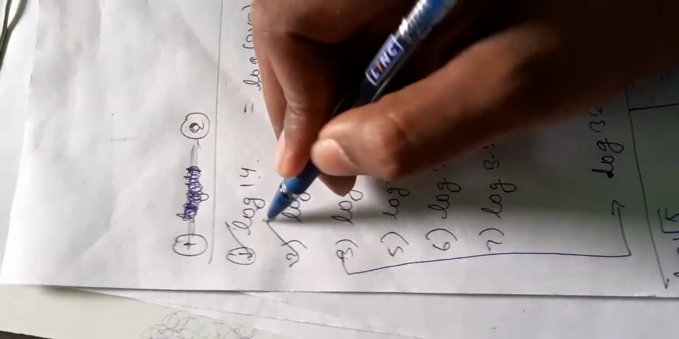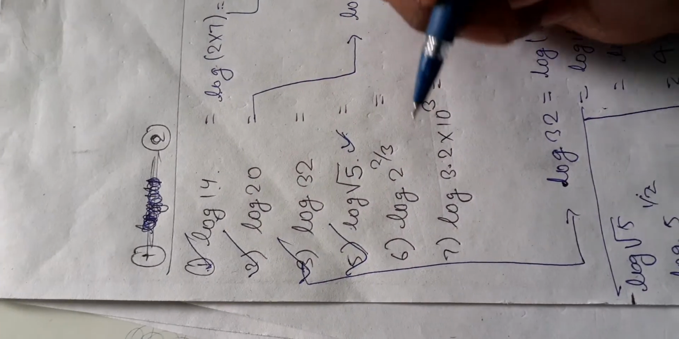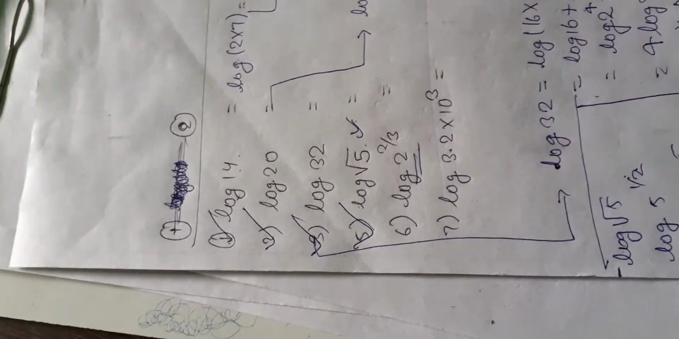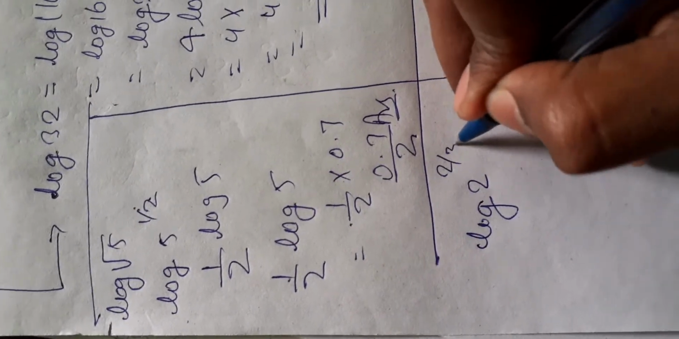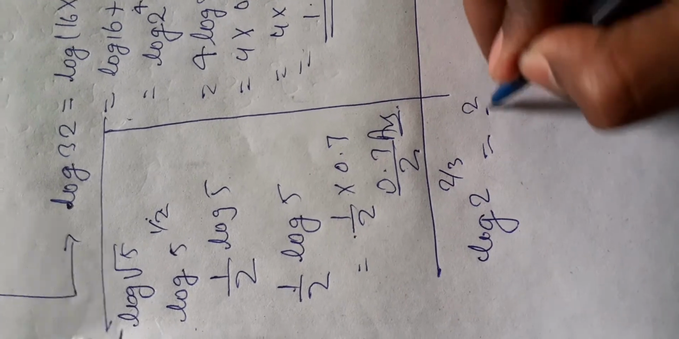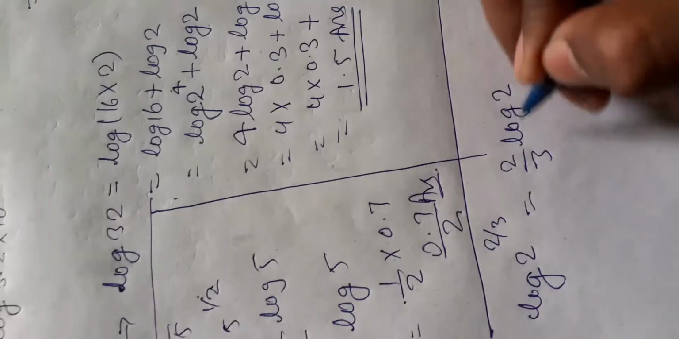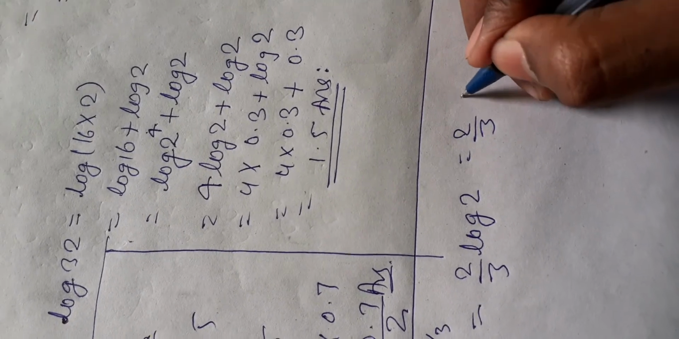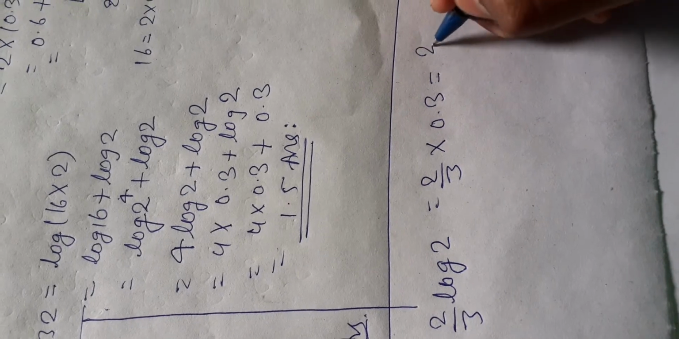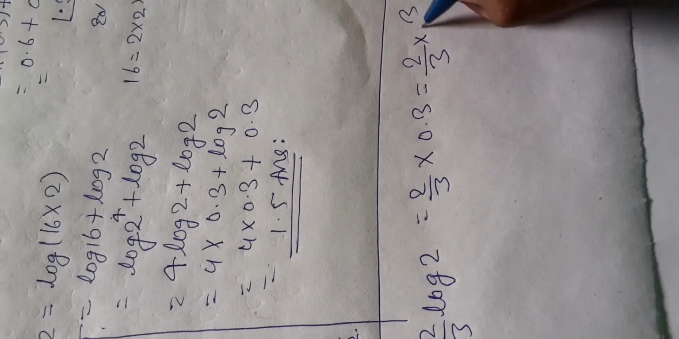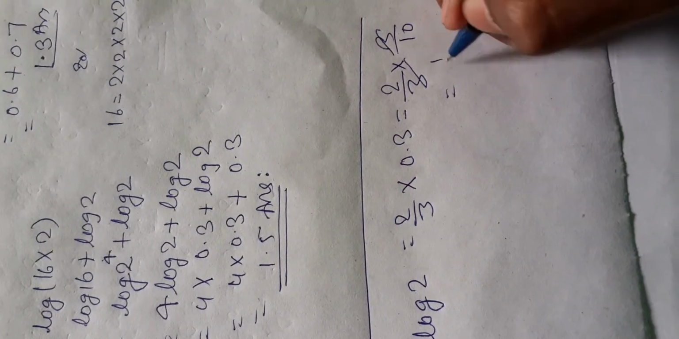Now we have done this. Now to calculate log 2 raised to the power 2 by 3, very simple. 2 by 3 log 2, 2 by 3 into 0.3, 2 by 3 into 3 by 10, that is 1 by 5.